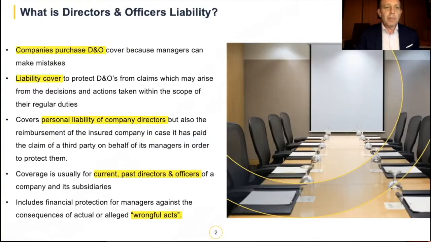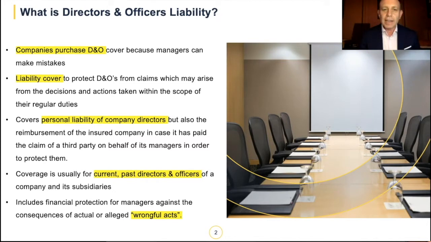So when it comes to D&O, I think probably the best place to start is just to talk about what it actually is. So the first thing you need to remember is that it's a policy like any other commercial policy. It's actually bought by the company. So when you're out there selling, you're going to be selling it to the business.